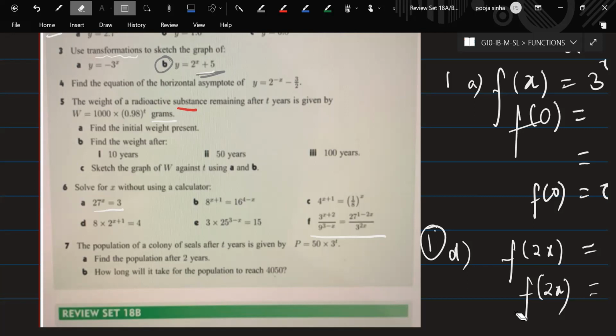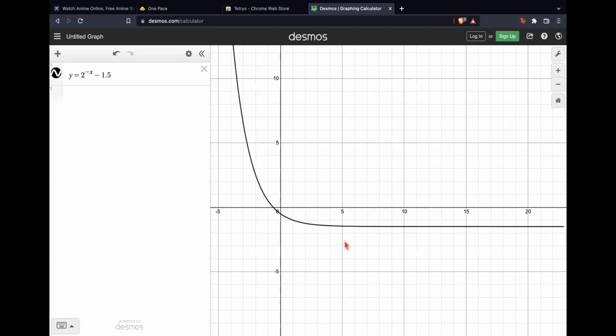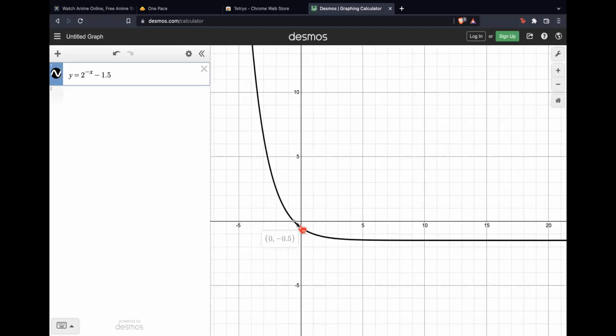Wait, so how do you know the asymptote here? Okay, I'll tell you now. Now I want you to expand this and tell me where it is cutting the y-axis. What is the value? 0.5. Hello? Why is it coming like this for you? Minus 2 raised to a minus. Expand it, expand it.